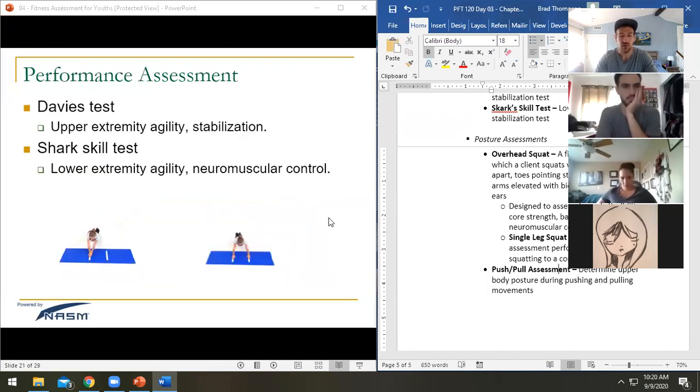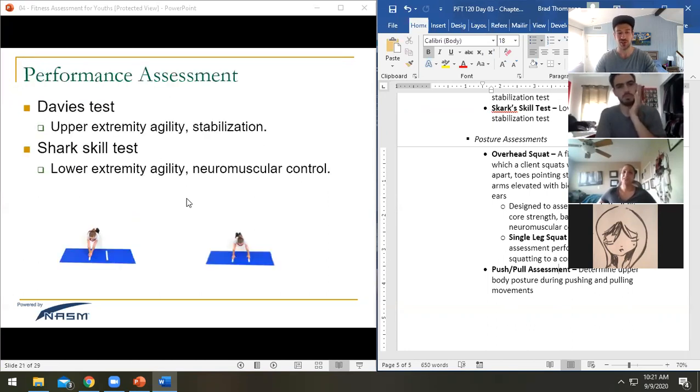So, oh, there's the Davies test and the shark skill. This is, okay, it's official. It's not me, it's the PowerPoint. I'm taking no more credit for this goofy order. But those are your upper agility and lower agility assessments.